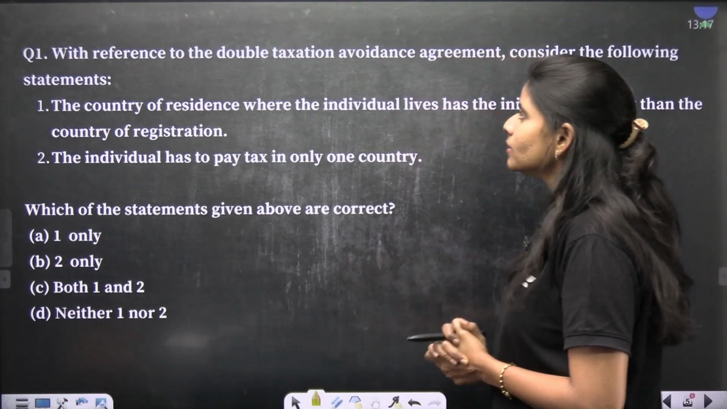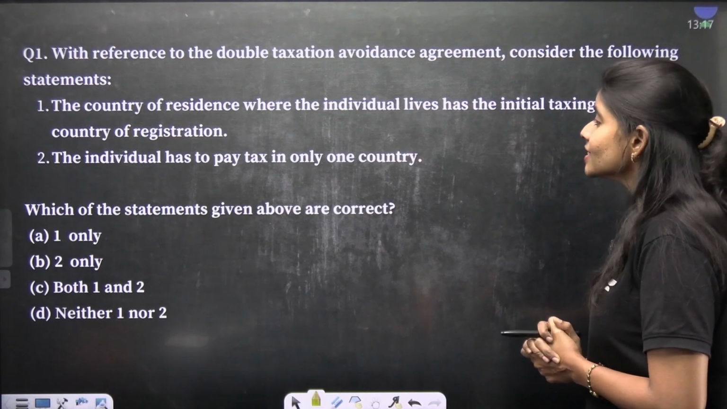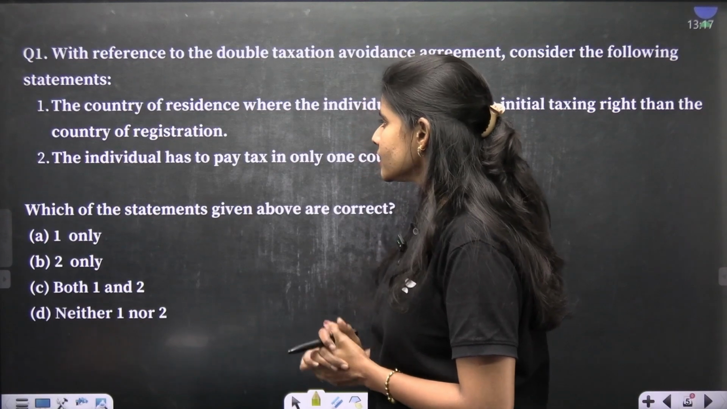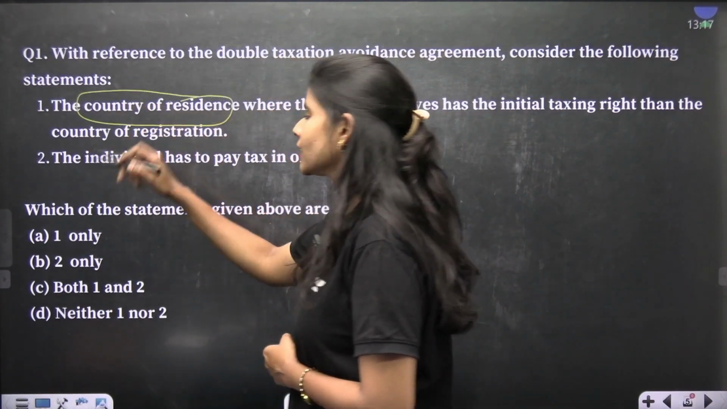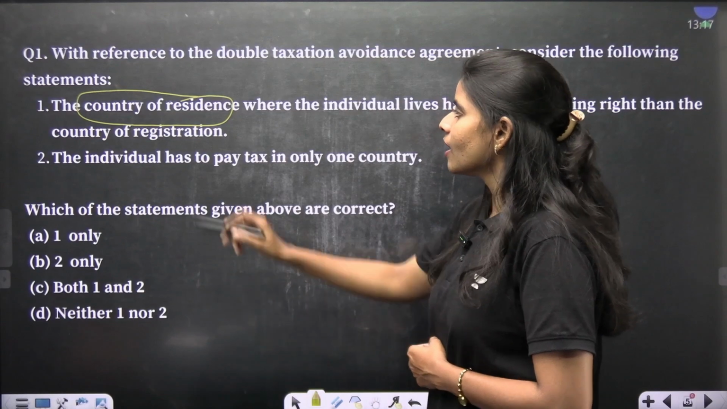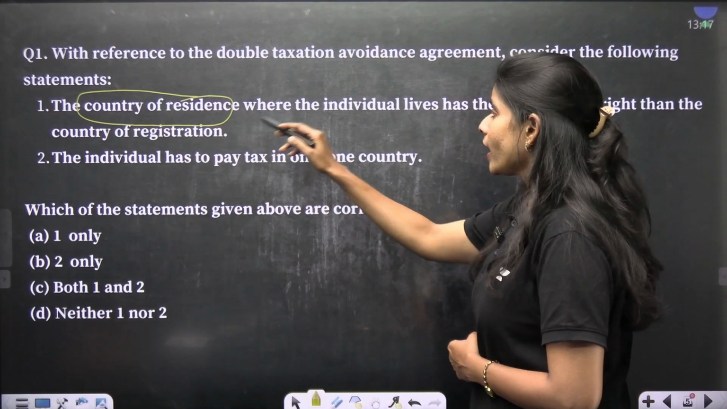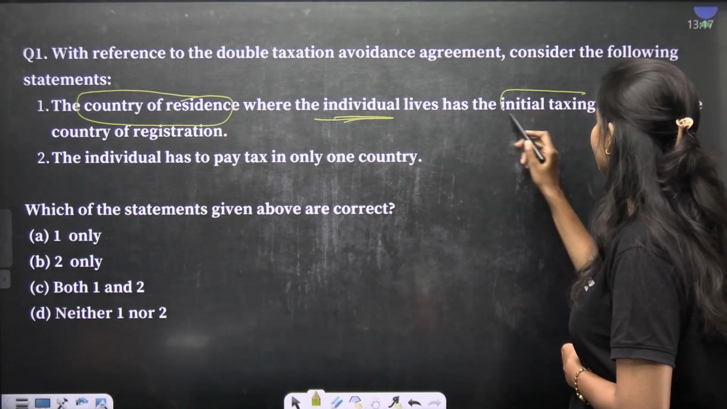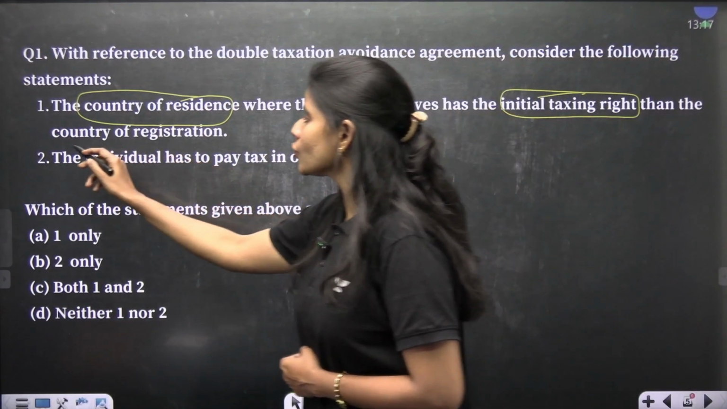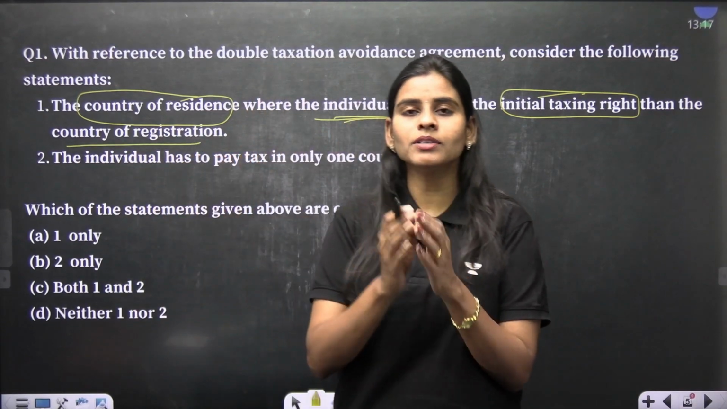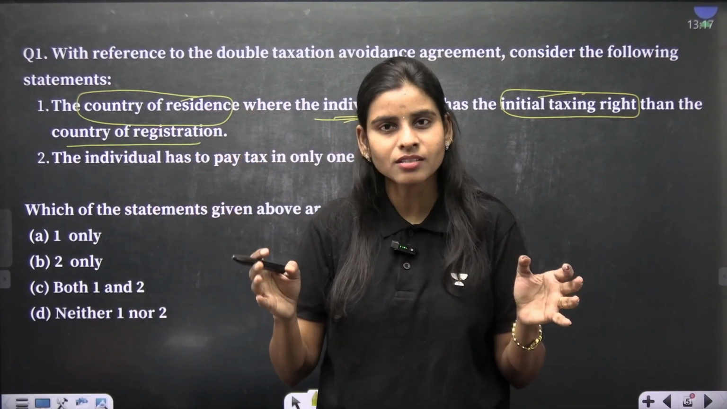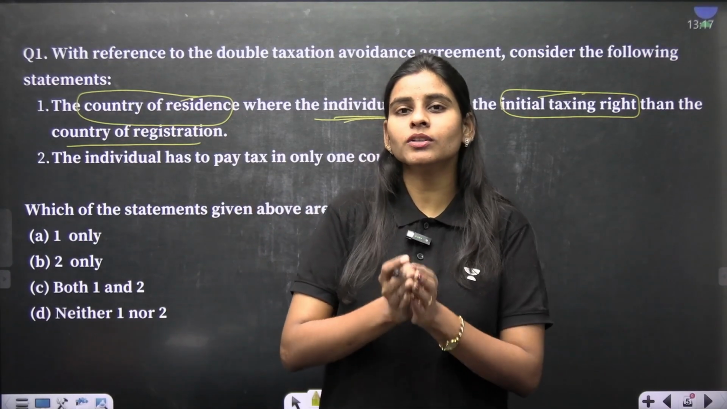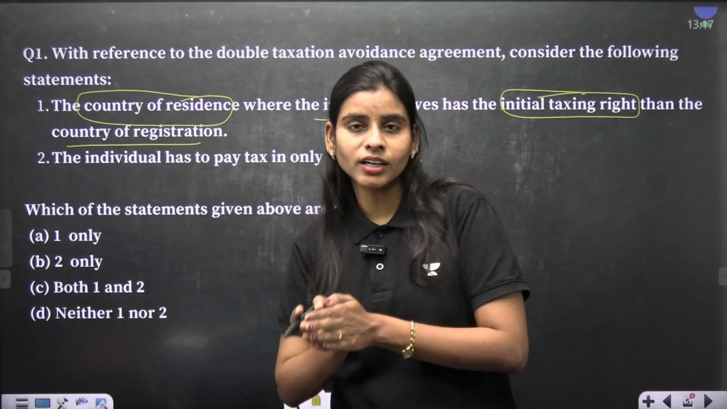With reference to the double taxation avoidance agreement, consider the following statements. So the question is about DTAA. So the country of residence, give more importance to the key terms that you find in the statement here. The country of residence where the individual, this is about individual, lives has the initial taxing right than the country of registration. So we know that double taxation avoidance agreement is a tax agreement between two countries where the individual is residing and also earning income.